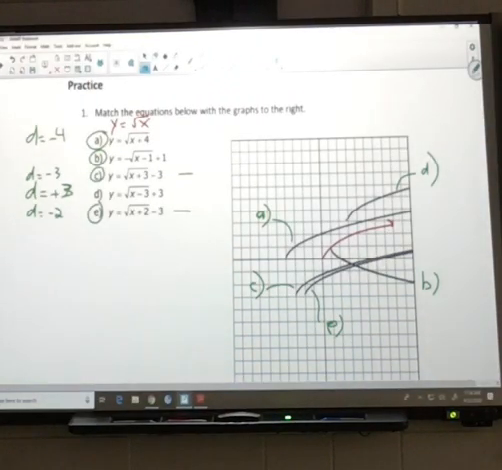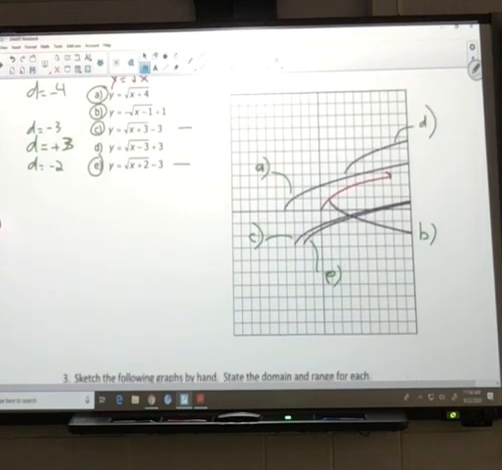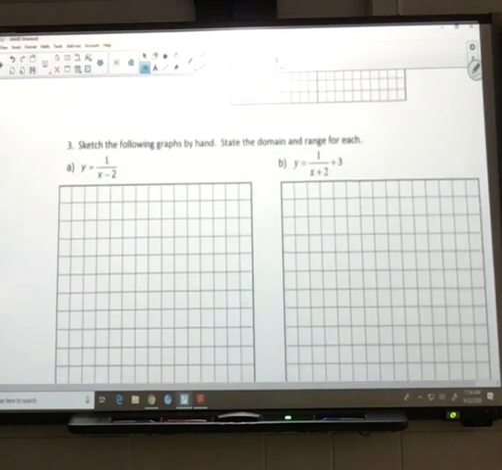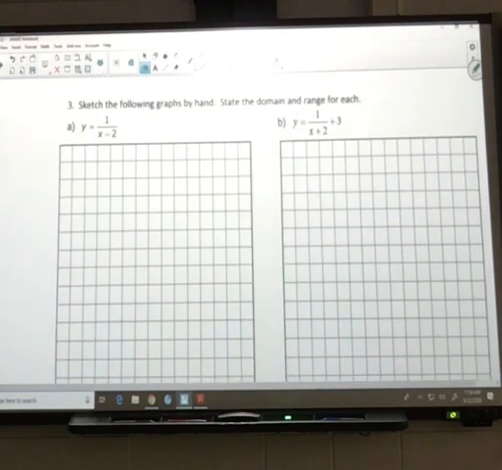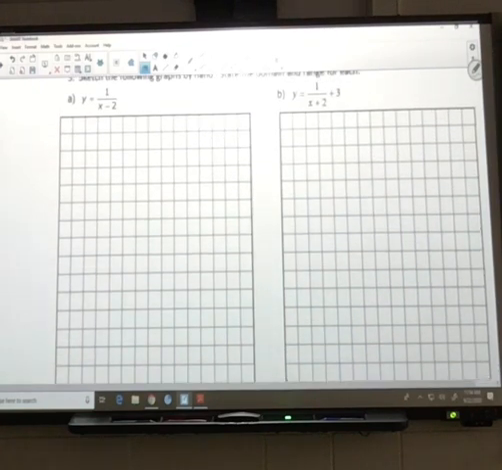And that's a good question for matching, because you're really comparing and contrasting a lot of features. The only thing you haven't done is stretches, but you did do a reflection in here. So let's look at these ones. Sketch the following graphs by hand. State the domain and the range for each. Okay? And these ones are ones that we need to have a little bit of practice with.